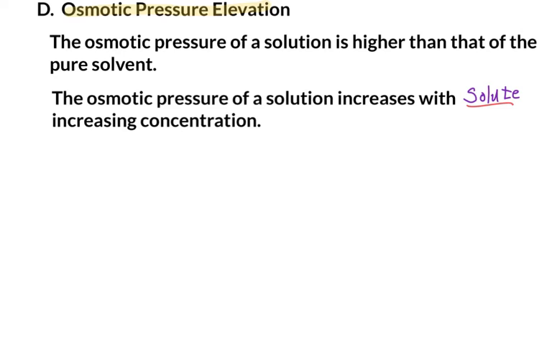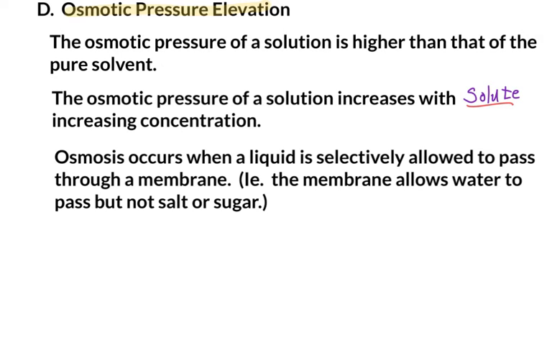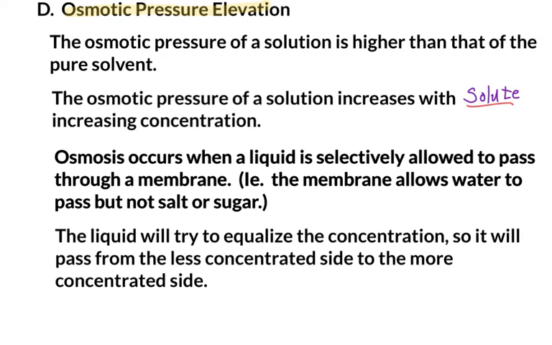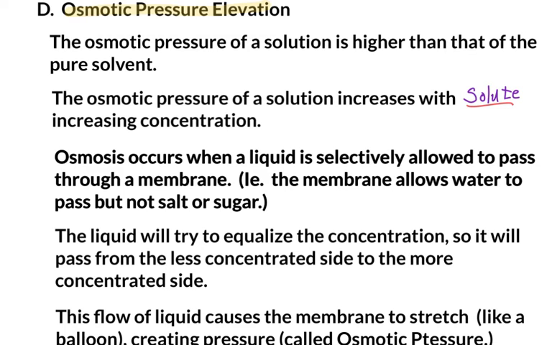And to understand osmotic pressure, we need to understand what osmosis is. So first off, osmosis is when a liquid is selectively allowed to pass through a membrane. And in the case of osmosis, the liquid will go from an area of lower solute concentration to an area of higher solute concentration until those two concentrations are equalized.